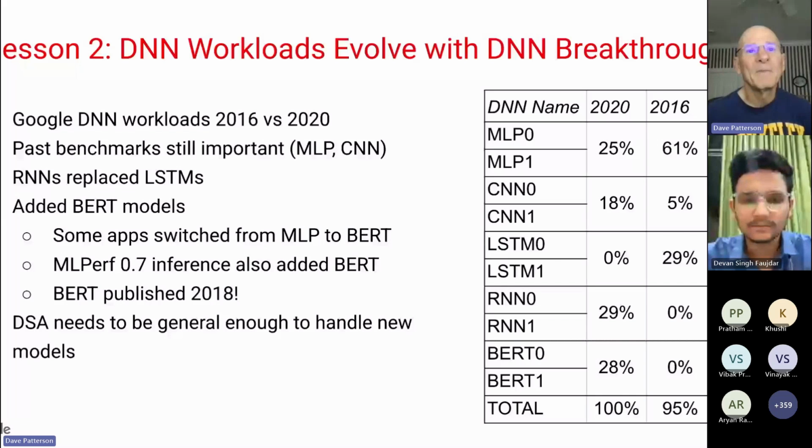And you can see that the LSTMs that were almost 1/3 of the workload in 2016 have disappeared because they got replaced by the transformer models. So it's very rapidly changing, unlike traditional software. That means if you're going to do hardware and software systems, you've got to be flexible, because something new may come along that you have to accommodate.